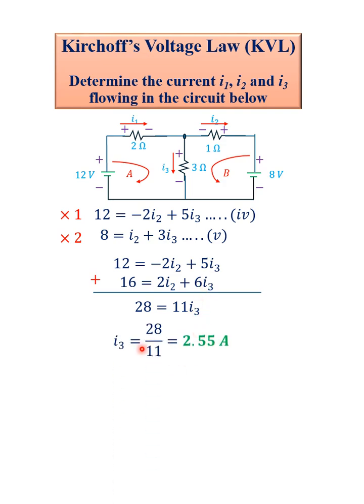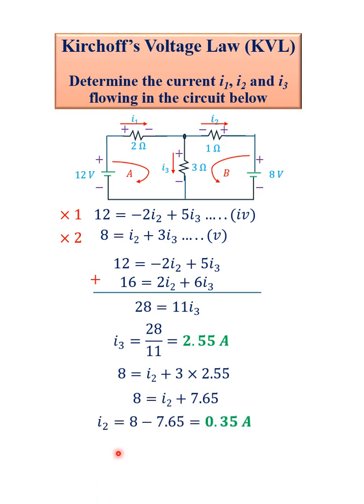So to obtain I3, we divide both sides by 11, which means I3 is 2.55 ampere. So we've got the current I3 flowing through the 3 ohms resistor to be 2.55 ampere. To get I2, we can simply substitute the value of I3 into either equation 4 or 5. But let's put it in equation 5. It appears simpler. So 8 will be equal to I2 plus 3 times 2.55, because I3 is 2.55. 3 times 2.55 gives us 7.65. To obtain I2, we subtract 7.65 from both sides of the equation, and I2 will become 8 minus 7.65 to give us 0.35 ampere. So that's the value for I2.